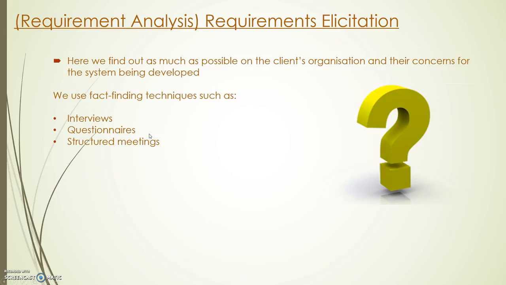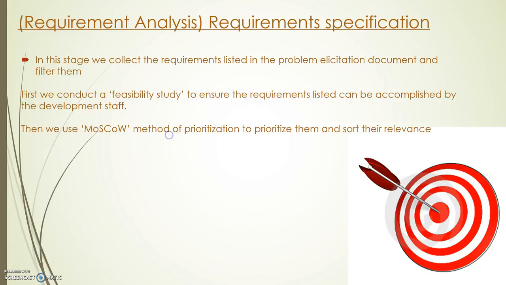Now, requirements elicitation. Here we find out as much as possible on the client's organization and their concerns for the system being developed. We use fact-finding techniques such as interviews, questionnaires, and structured meetings. Now, the requirements specifications. In this stage, we collect the requirements listed in the requirements elicitation document and filter them. First, we conduct a feasibility study to ensure the requirements listed can be accomplished by the development staff. Then we use the MoSCoW method of prioritization to prioritize them and show their relevance.